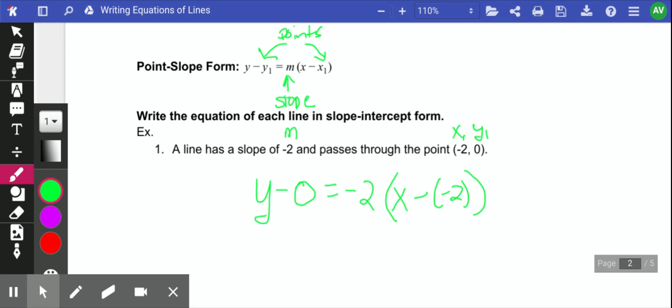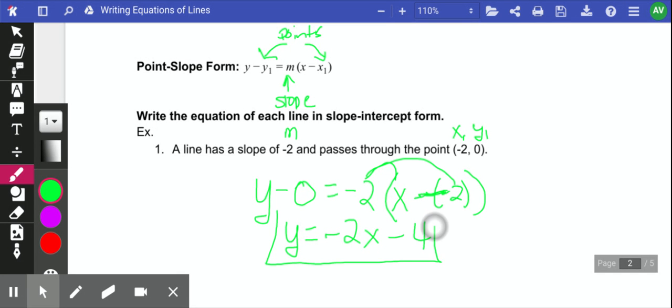All right, now we just need to simplify. Now y minus 0, of course, is just y. Here I'm going to make that into a plus, right? And now I'm going to use the distributive property. So -2 times x is -2x. -2 times 2 is -4. And that's it. That's our answer.